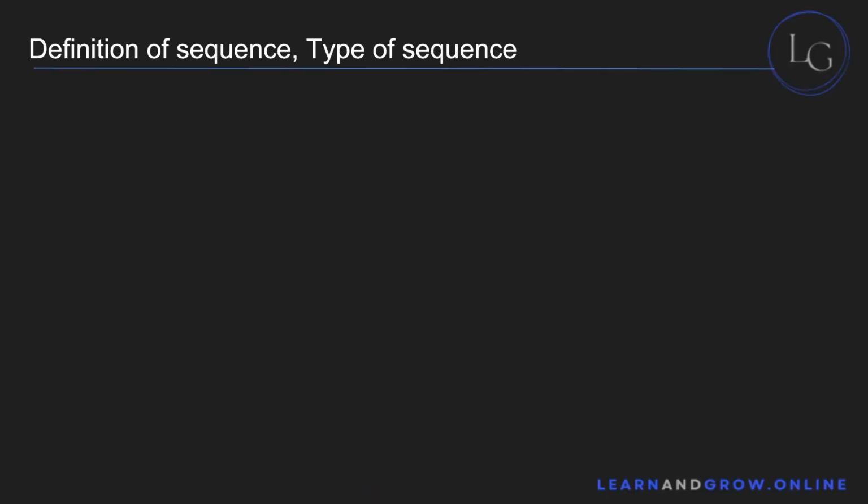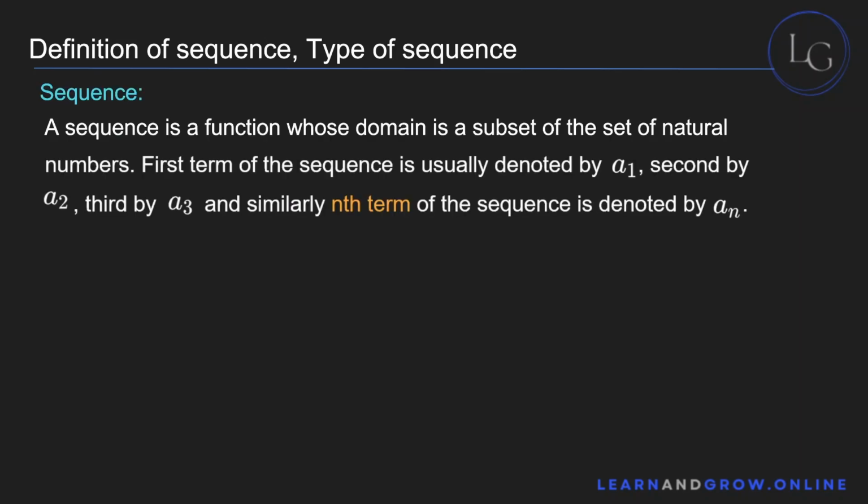So let's discuss sequences, the definition of a sequence and the type of a sequence. Well, let's discuss the definition first. A sequence is a function whose domain is a subset of the set of natural numbers. So basically, the first condition is that a sequence is a subset of the set of natural numbers. But what exactly is the subset?